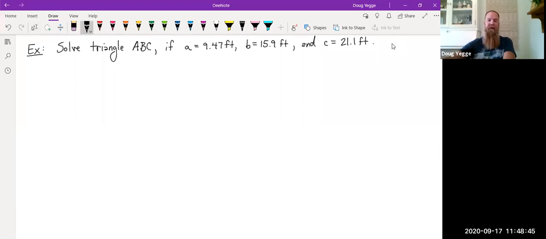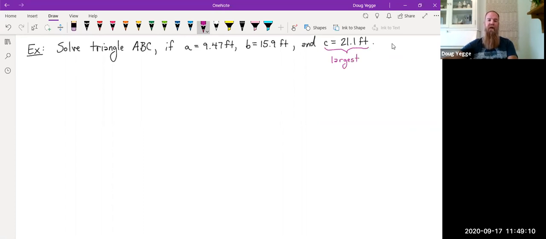Now in this next example, we're given all three sides. So we really have the three different options for the law of cosines. Although it technically doesn't matter which side or which of the three angles we solve for first, it's typically best practice to realize that the largest side is 21.1 feet.